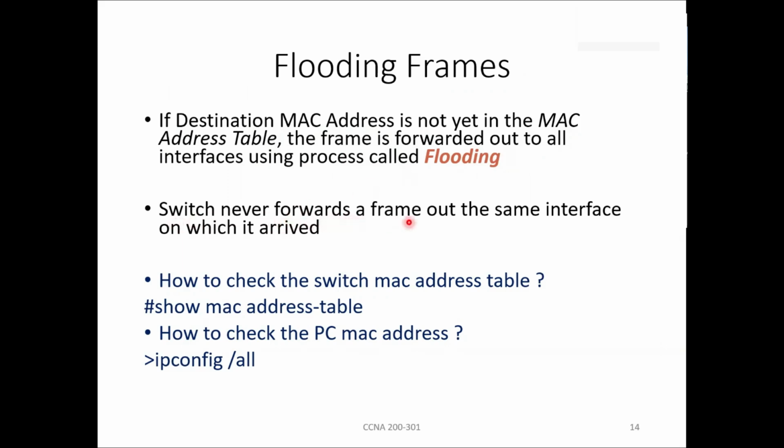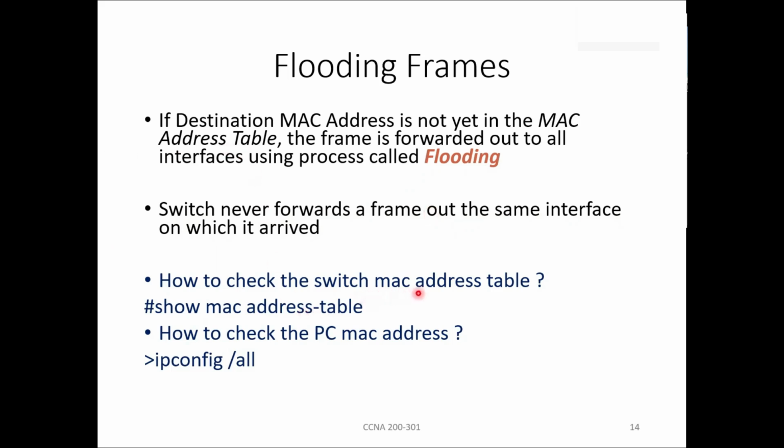And a switch never forwards a frame out the same interface on which it arrived. So that means when the switch receives a frame, that same frame will never return out of the interface it came in on, because if it did that, it would create a loop. So that's why a switch will never forward a frame out the same interface on which it arrived or was received.